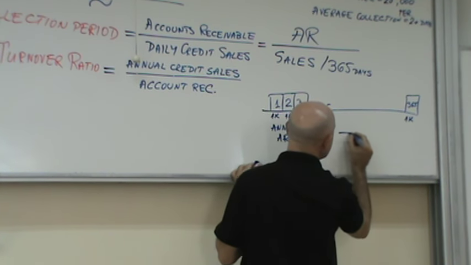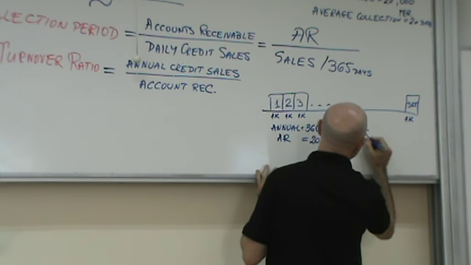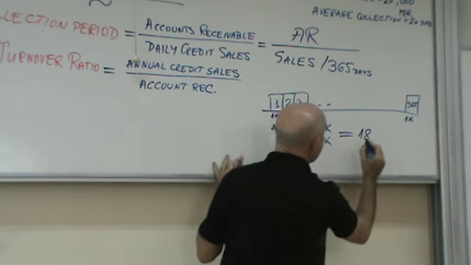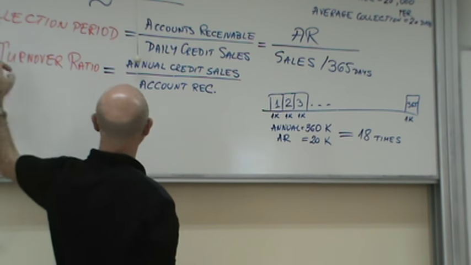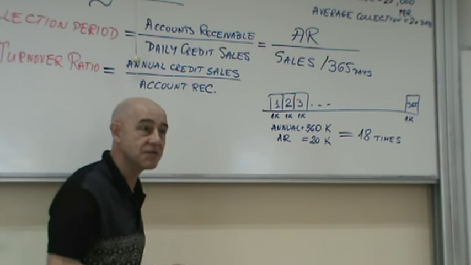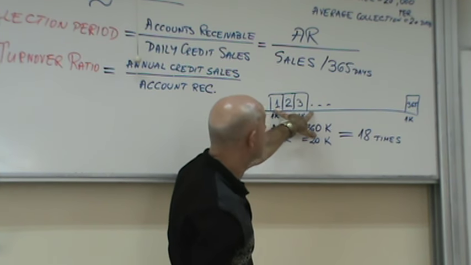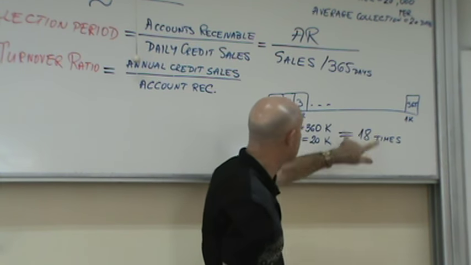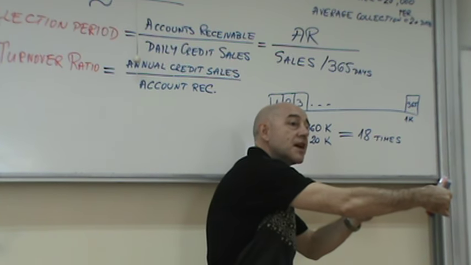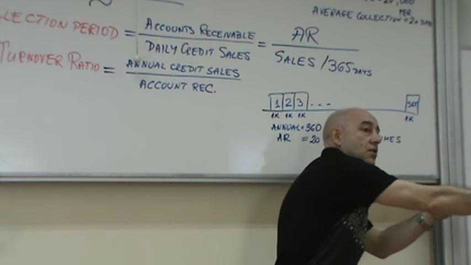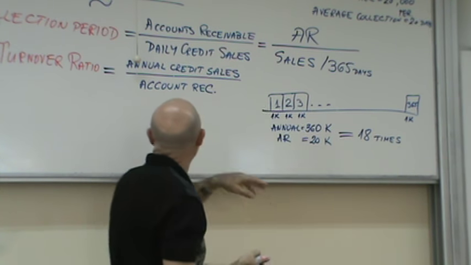So, what's the ratio? 18. So, in this case, it becomes 18. Well, what does it mean? 18 times. So, you turn over the account receivables 18 times. The first 20 days is the first turnover. The second 20 will represent the second turnover. The third 20 will represent the third turnover. And then the fourth. Because it's 20 days, in the year you turn them over 18 times.